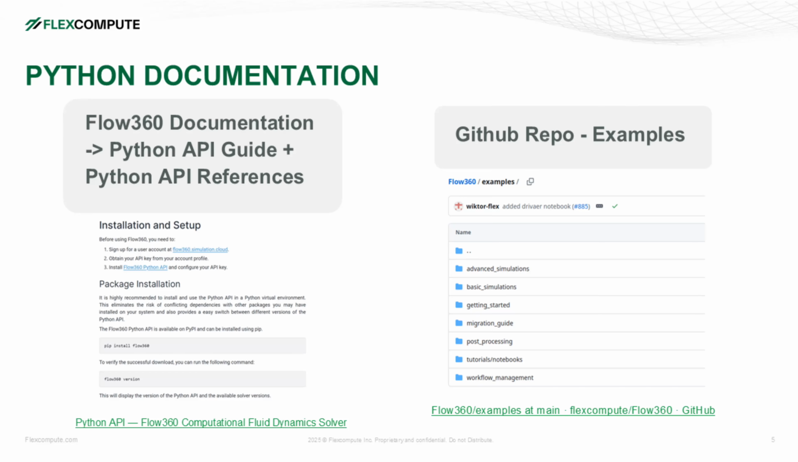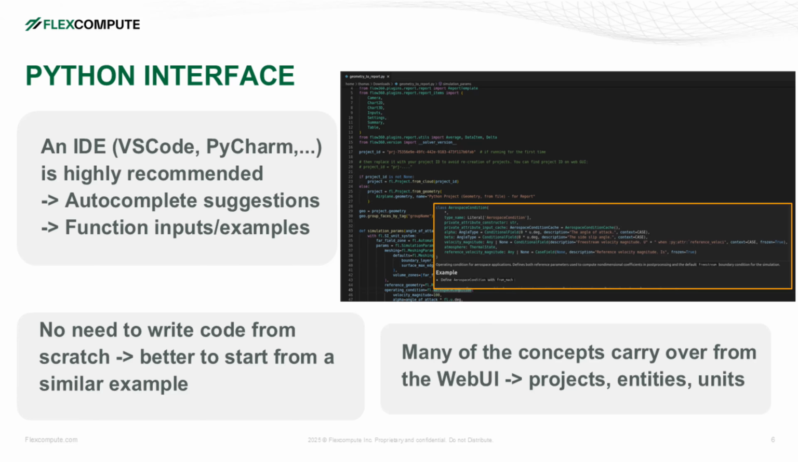Now we will cover our Python documentation, which is available through the same online documentation shared in the 2 previous training sessions. Go to the documentation and select Python API. This provides instructions and scripts on how to install and set up the Python API, how to configure your API key, and testing if the installation is working correctly. This is also where the API reference is located, which provides all classes, methods, and parameters needed to perform your Flow360 simulations.